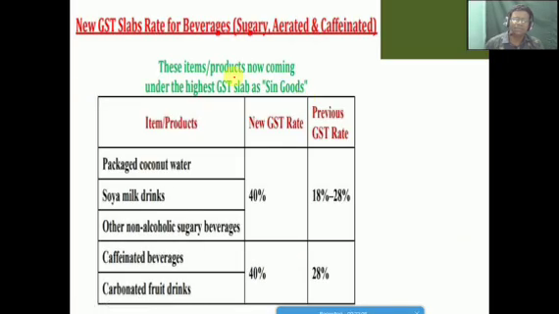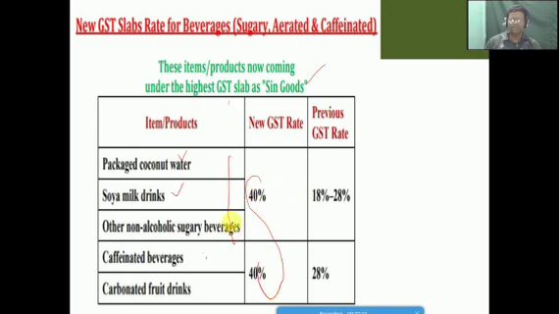Next, friends, the new GST slab rate for beverages, that is sugary, aerated and caffeinated. These items or products now come under the highest GST slab, and they are sin goods. Friends, I have already told you, whether it is packaged coconut water, soya milk drinks and others, these are now coming under 40%.